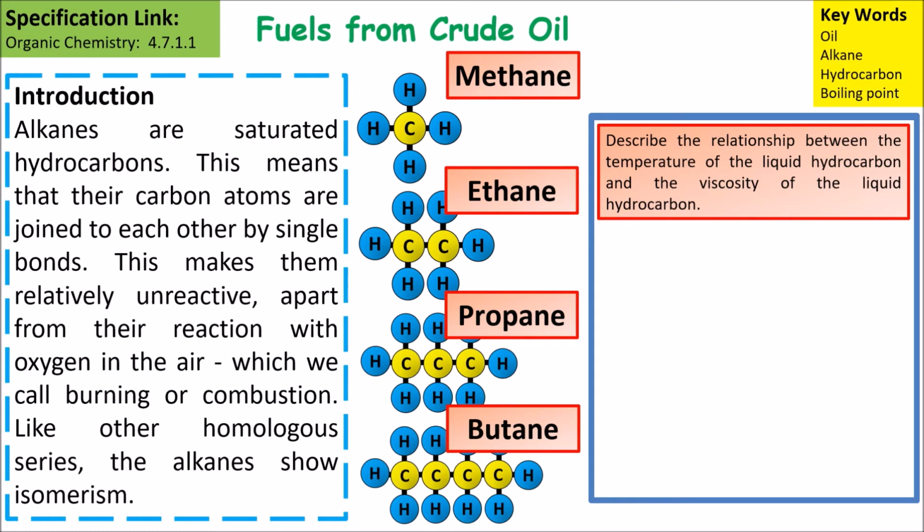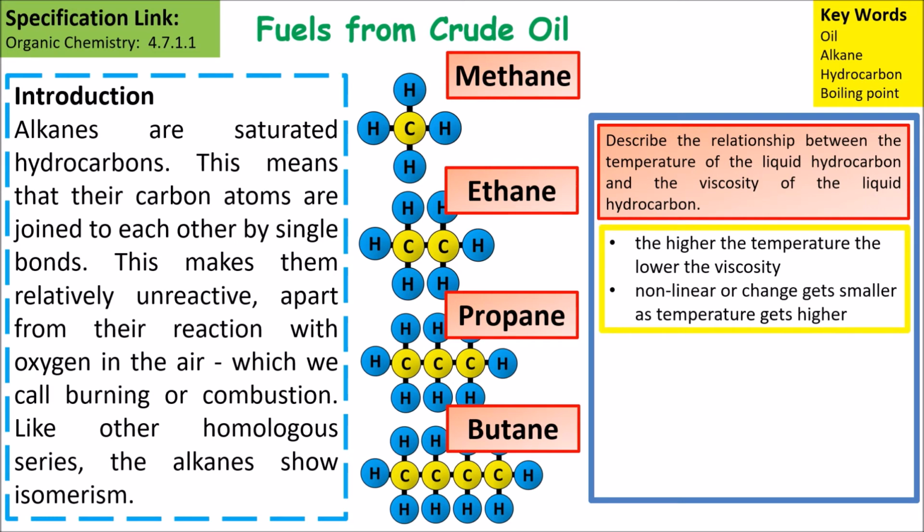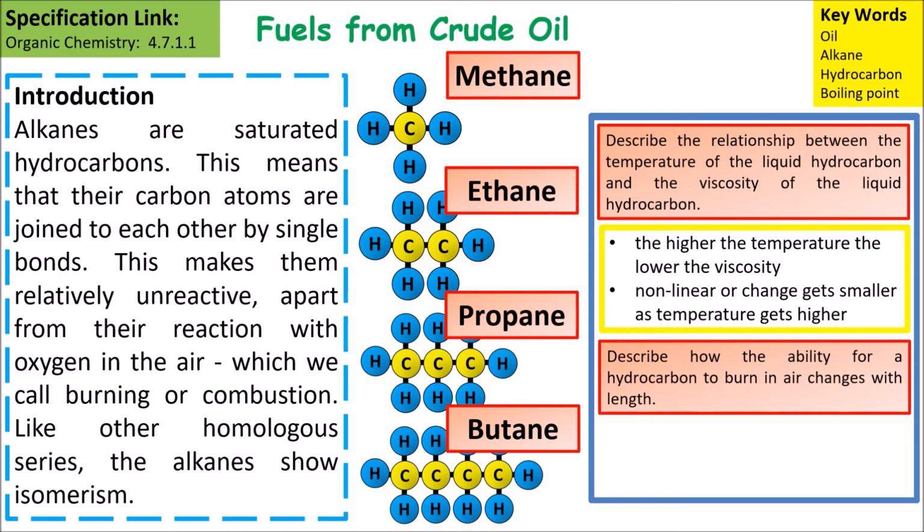So describe the relationship between temperature of a liquid hydrocarbon and the viscosity of the liquid. So the higher the temperature, the lower the viscosity. And if we're looking at describing how the ability of a hydrocarbon to burn with air changes with length, the longer the hydrocarbon chain, the less easily it will burn.